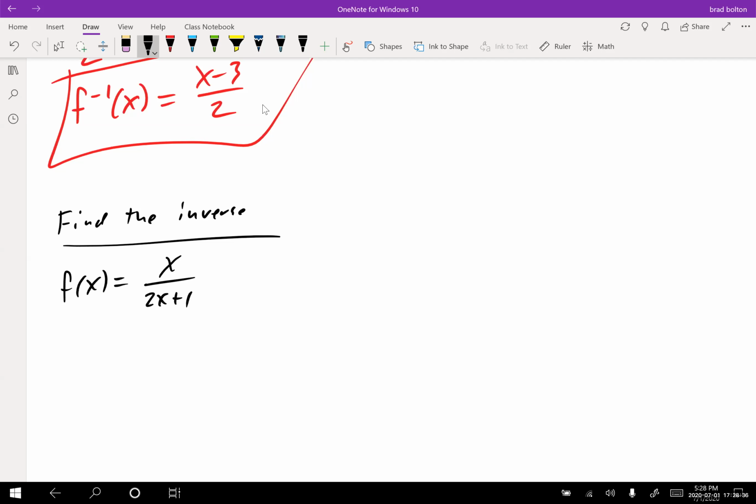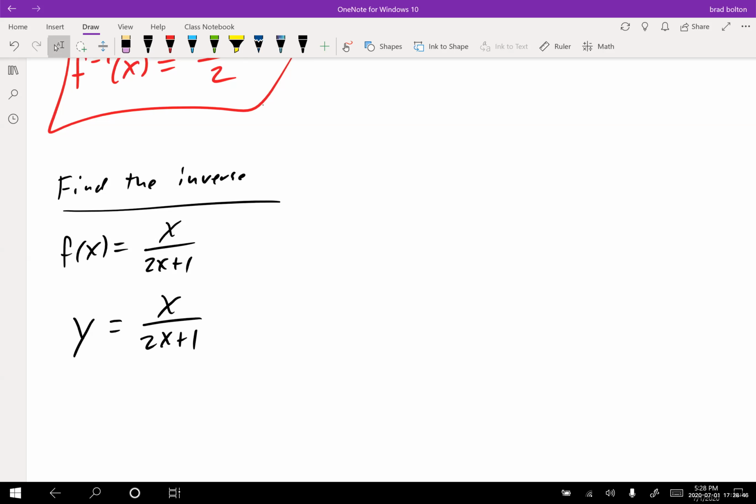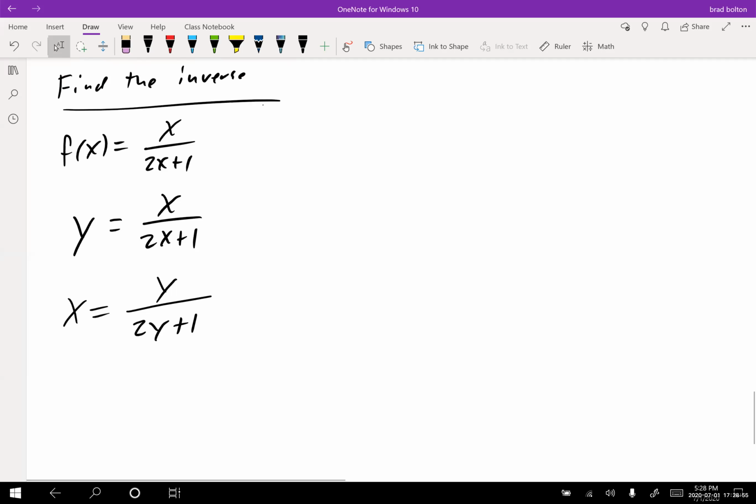So first things first, we say y equals x over 2x plus 1. And then the second step says that you interchange the x's and the y's. So now this is going to become x and this is going to become y over 2y plus 1, right? We flip-flopped. Now that we have this, our job is to solve for y. But the only way to solve for y is to get y out of the denominator. So I'm going to multiply 2y plus 1 over to the other side.